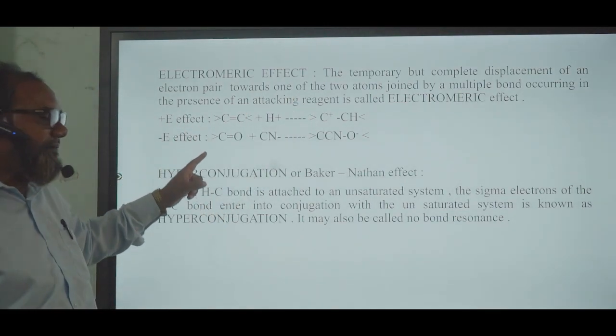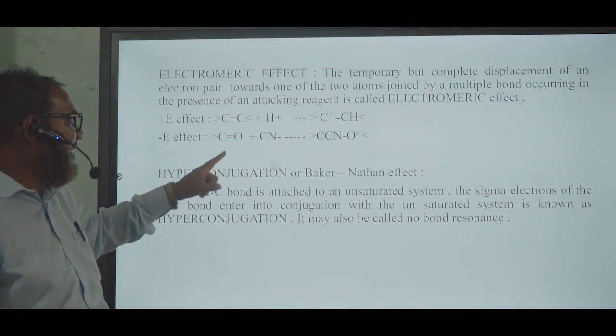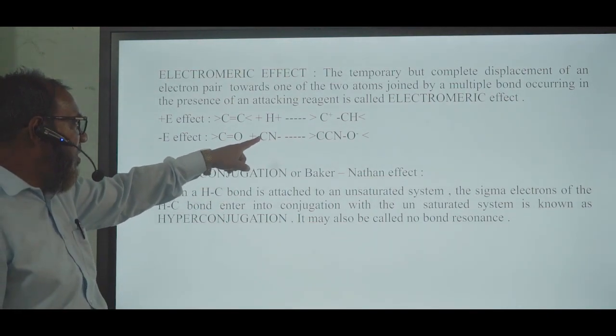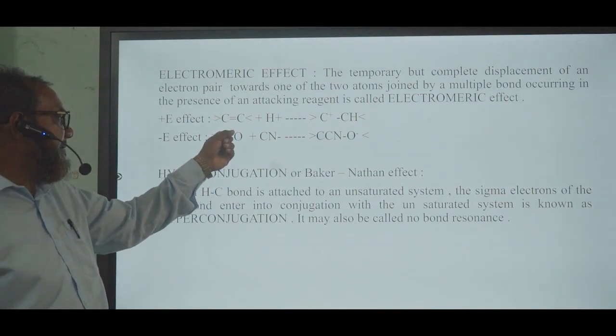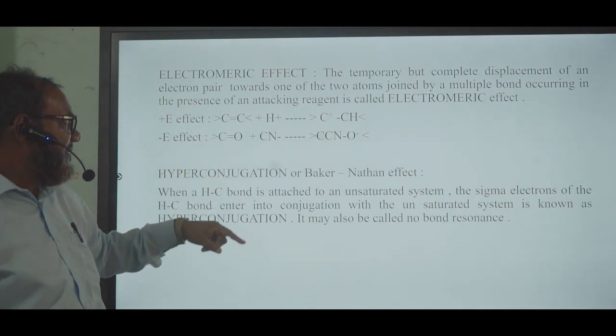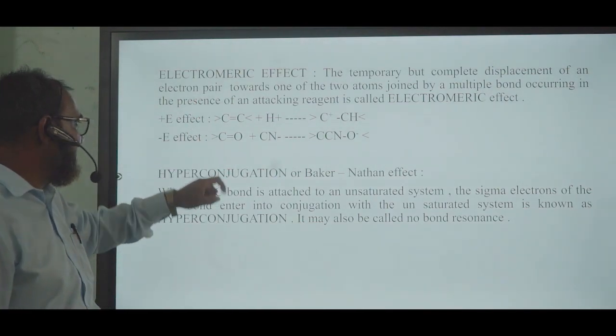While in minus E effect, in the case of a carbonyl group, the attacking reagent goes to this carbon atom, while the electron pair shifts towards this oxygen atom. So, this one is the minus E effect.